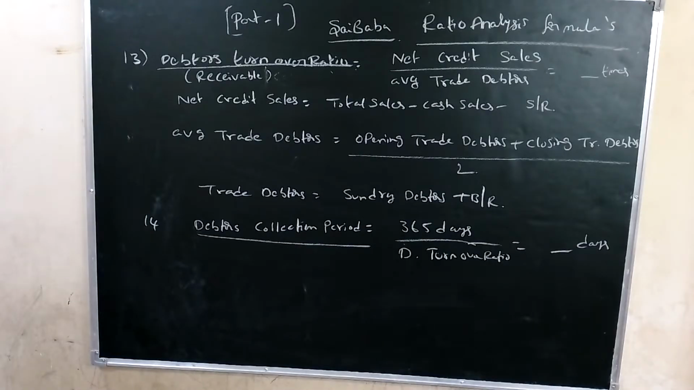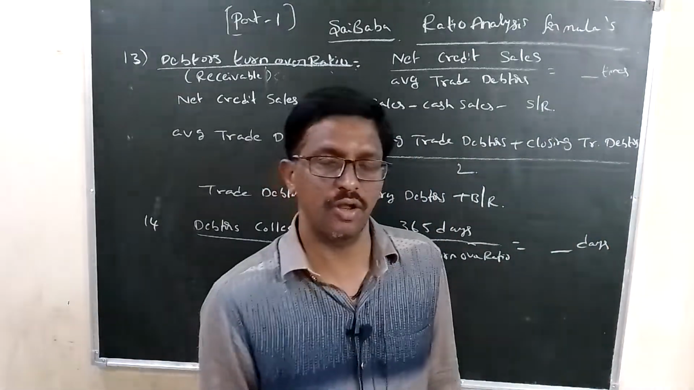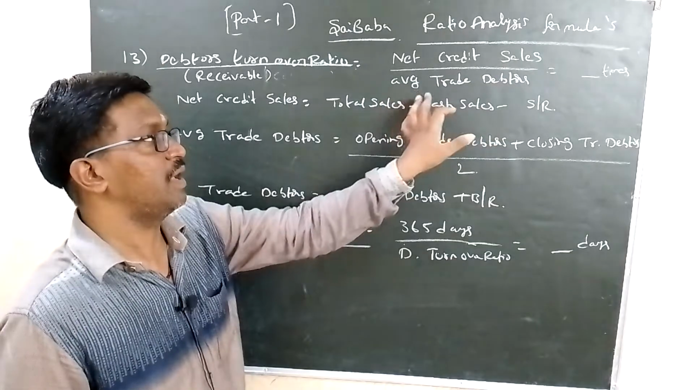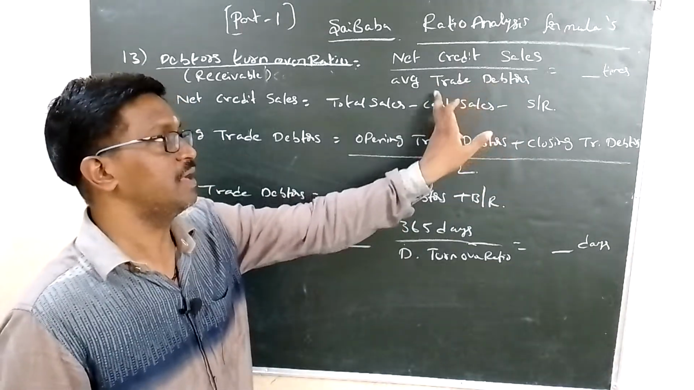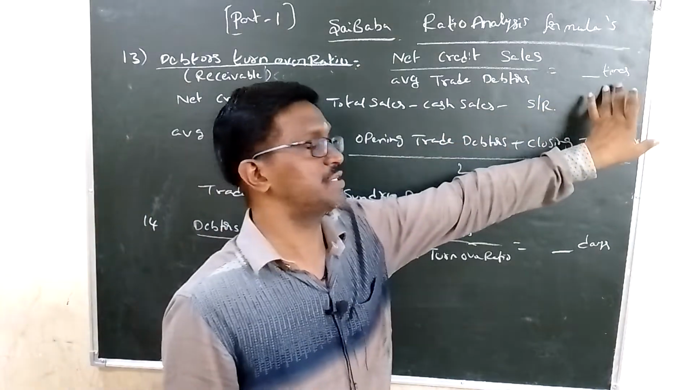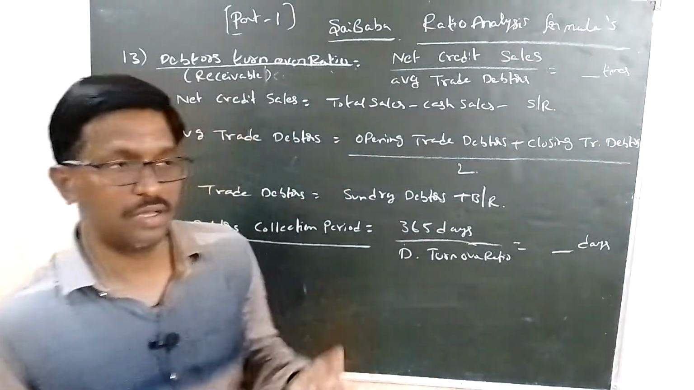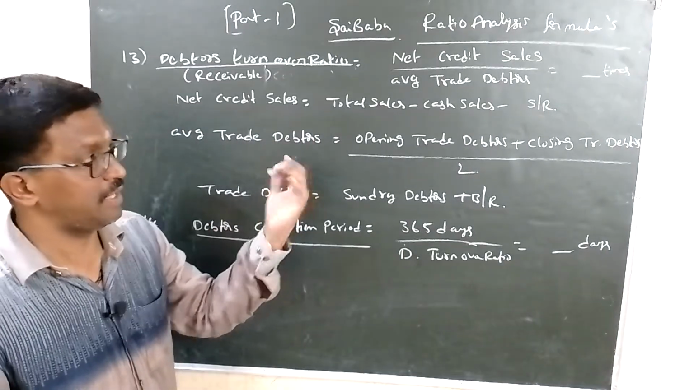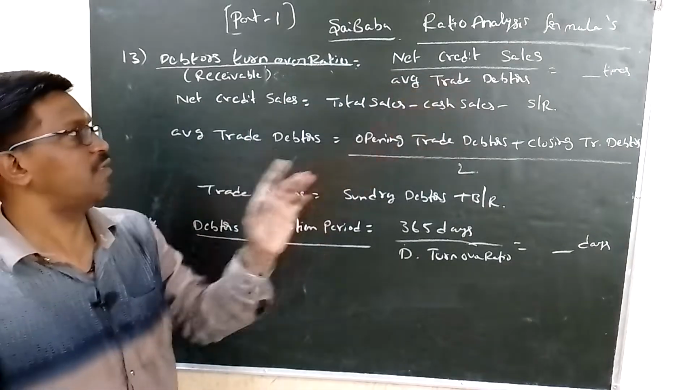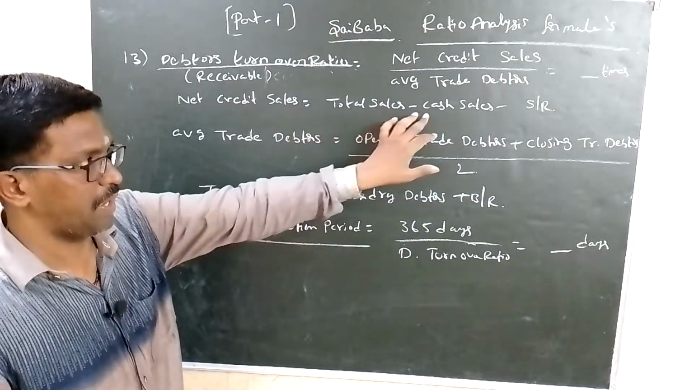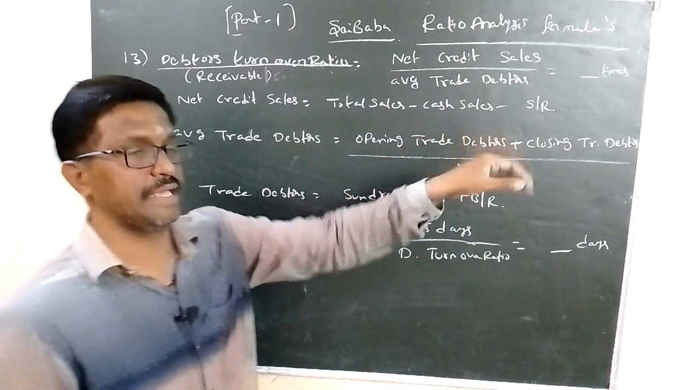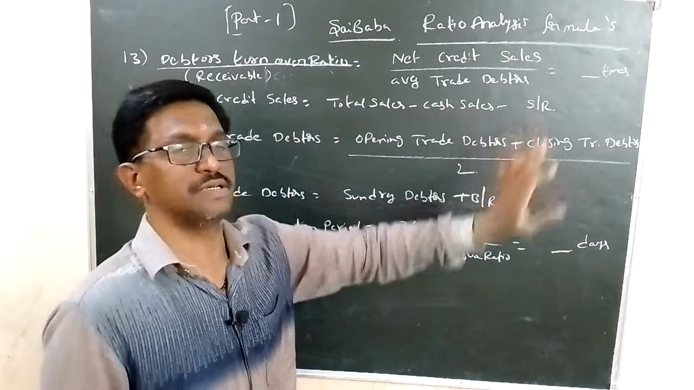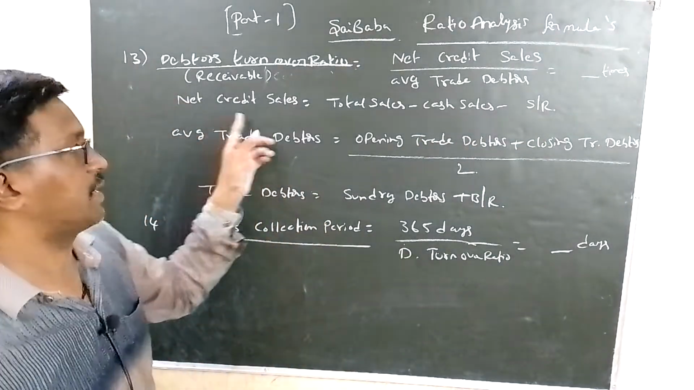Debtors turnover ratio, or receivable turnover ratio. Formula: net credit sales by average trade debtors. It is expressed in times. It means how many times the amount is received from the debtors in a year. The net credit sales we find as total sales minus cash sales, which gives the net credit sales.